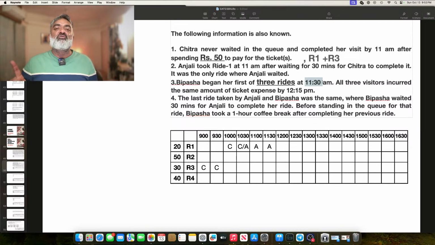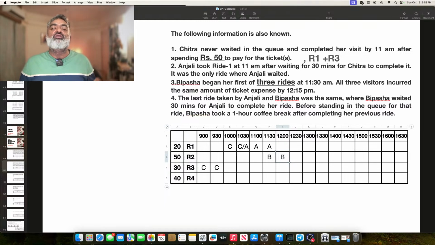Chitra has spent 50 rupees. Every character by 12:15 has spent 50 rupees. That means Bipasha also has spent 50 rupees by 12:15. And by 12:15, if she is on a ride starting at 11:30, she is not going to buy any other ticket. That means she has spent 50 rupees on this one ride, which tells me that Bipasha's story will start here. Ride 2 is 50 rupees worth. So from 11:30 till 12:30, Bipasha is occupying ride 2, and this is her first ride.